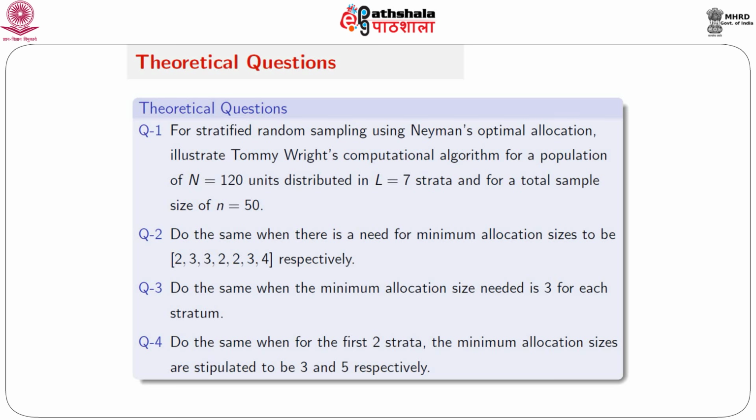Question 4. Do the same when for the first 2 strata, the minimum allocation sizes are stipulated to be 3 and 5 respectively. Very good.